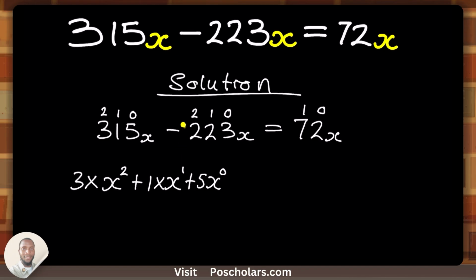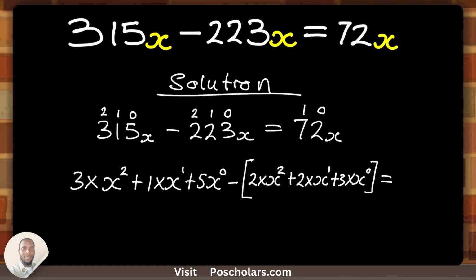Now, look at this sign. This sign is very, very important. The negative sign is affecting the whole of this term. So, to make it simple, we'll just do something like this. Minus, open a big bracket, right? Now, we can start multiplying by saying 2 times x raised to power 2 plus 2 times x raised to power 1 plus 3 times x raised to power 0, right? Close the brackets, equal to, then for this last term, which is at the right hand side, say 7 times x raised to power 1 plus 2 times x raised to power 0.